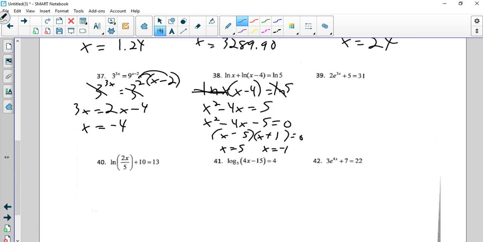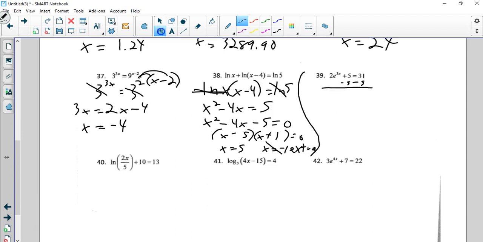Now, you plug both those back in. You have to do the work. Plug them both in, run the numbers with your calculator. It's very easy. You're going to find out that negative 1 is extraneous.